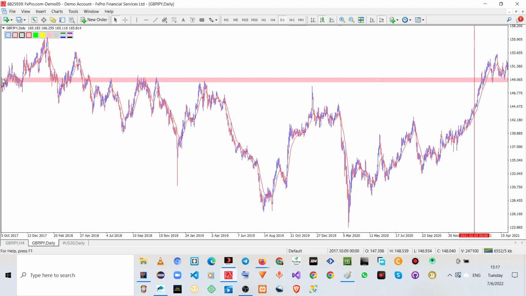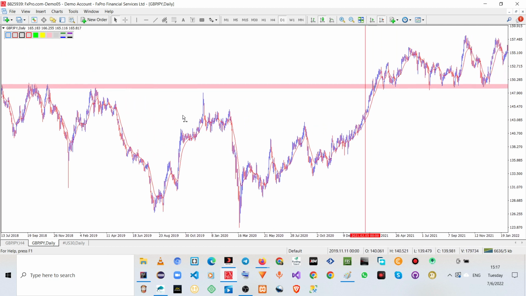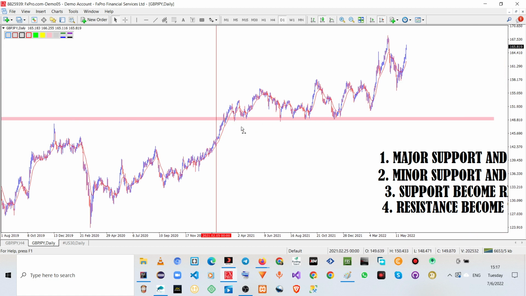Let me zoom in exactly. You can see there is 1 here, 2, 3, 4, 5, 6, 7, 8, 9, 10 points of reaction. Then from this side it became support, and we have 1, 2, 3, 4, 5, 6, 7 reactions again to this area.